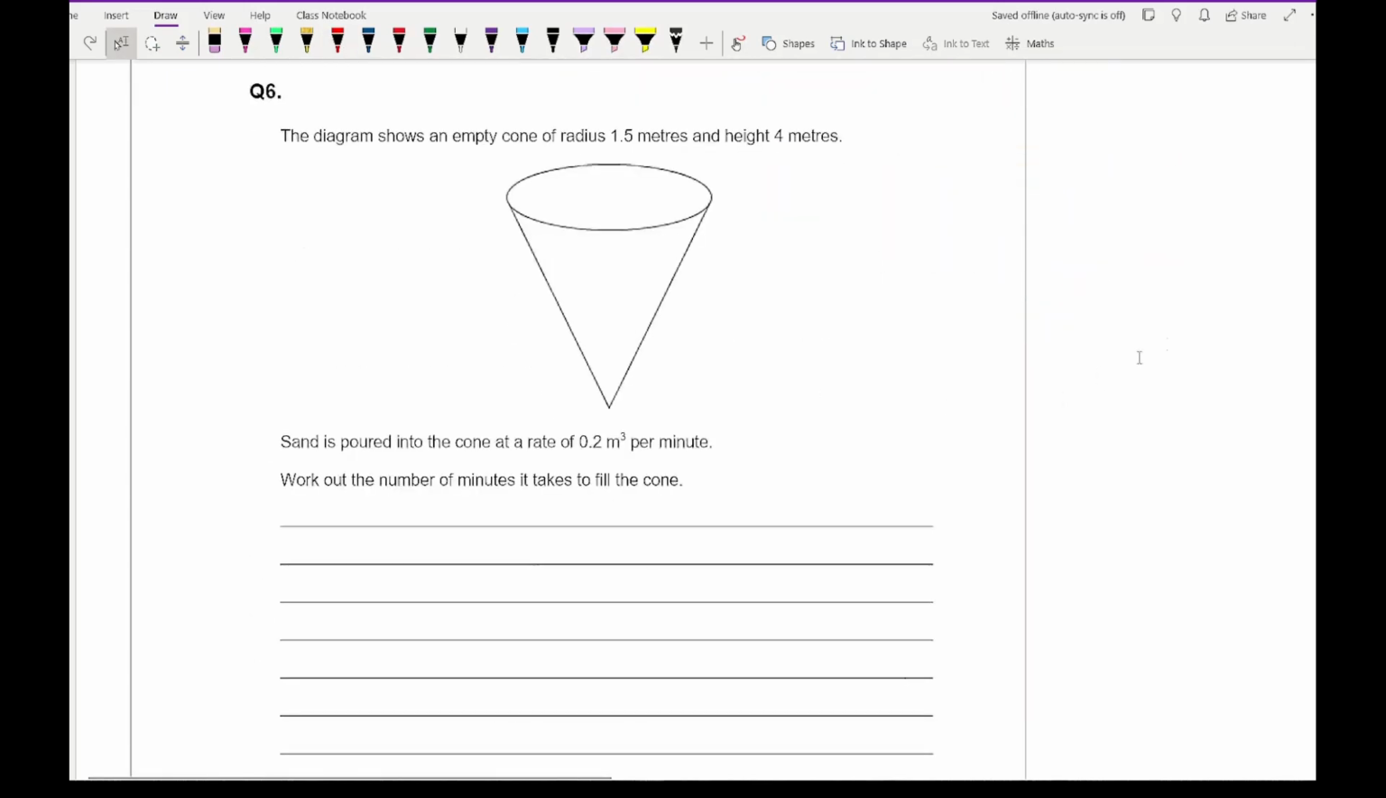Moving on to question 6, it says the diagram shows an empty cone with a radius of 1.5 meters and a height of 4 meters. Sand is poured into the cone at a rate of 0.2 meter cubed per minute. Work out the number of minutes it takes to fill the cone. So looking at this now, typically I would say this is more of an older question. So that there is 1.5 meters and this length here is 4 meters.